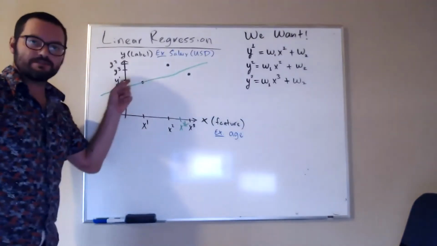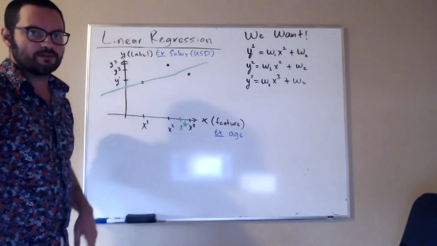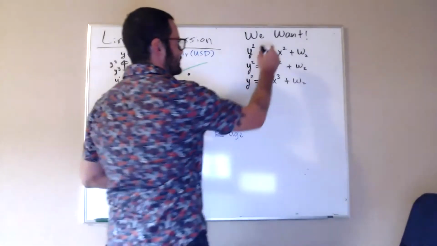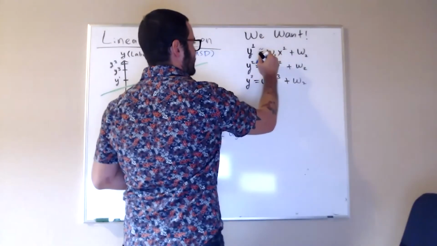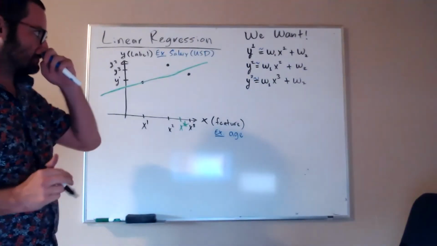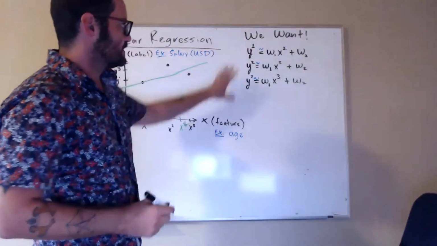But these clearly don't lie on some line together, right? There's no line that will fit all these. So in regression, the best we can possibly do is approximate those points. Okay. So ignoring the approximation part for now, what does this system look like?